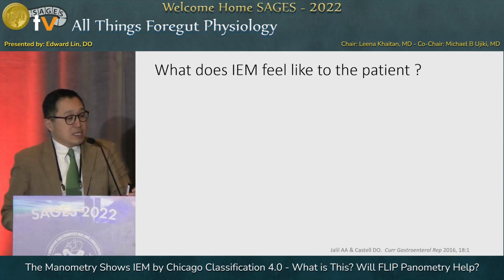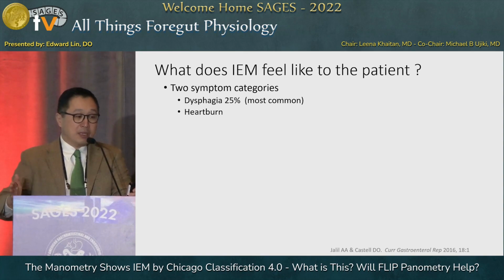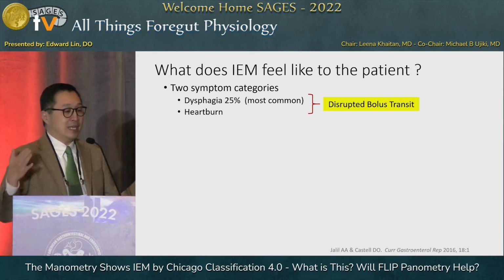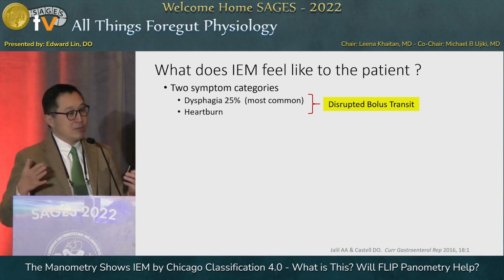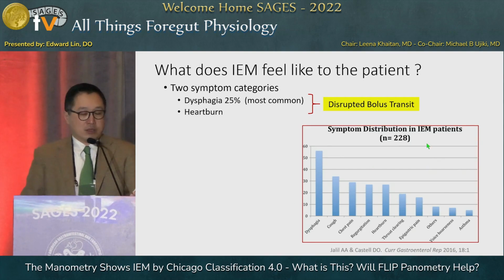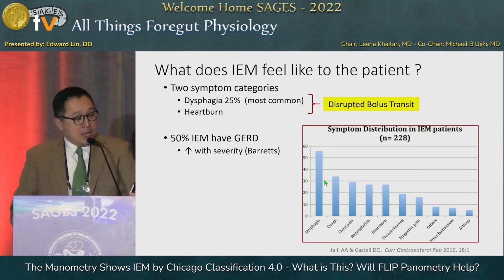So what does IEM feel like for the patient? Well, there are 2 symptom categories. Dysphagia is probably the most common, and some form of heartburn-related symptoms. The converging point is that it has disrupted bolus transit, and we should remember that, okay? Don Castell pulled his 200-something patients together to talk about the symptoms of IEM, and the commonest one is really dysphagia.